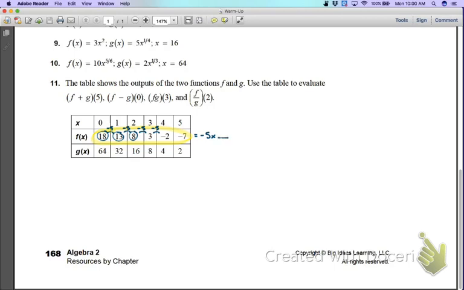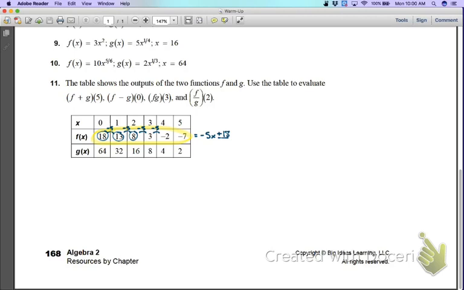This is stuff that we did back in chapter 1, chapter 2. So this is stuff that we probably need to know how to do if we're going to be a quality Algebra 2 student. So plus 18.